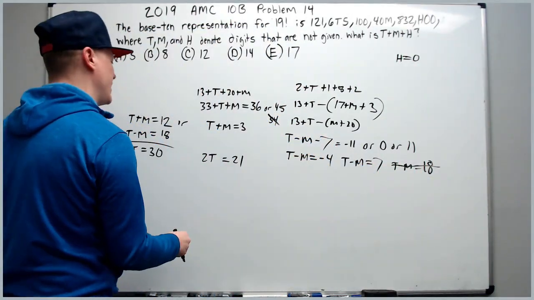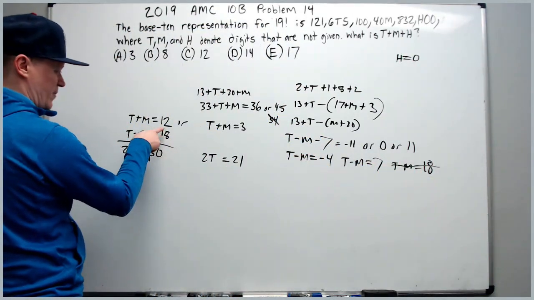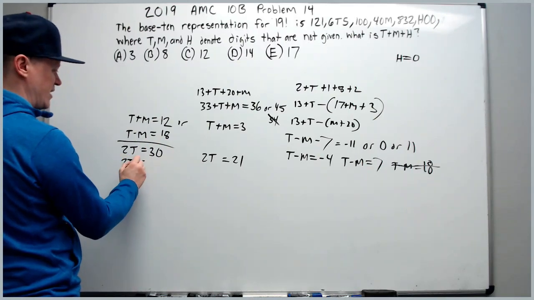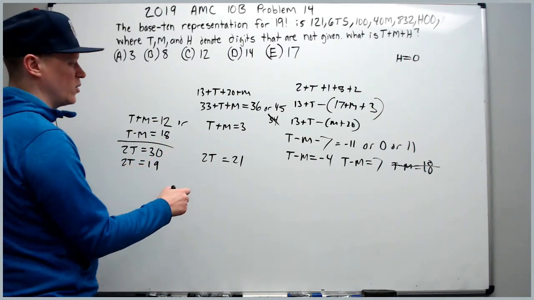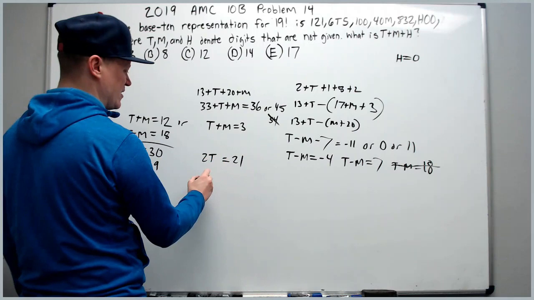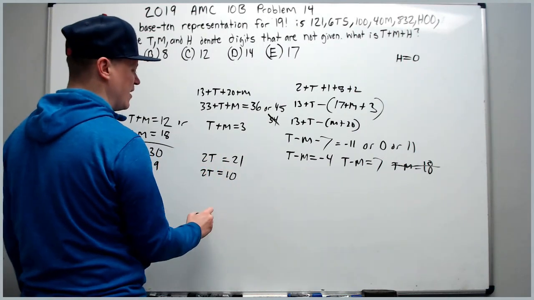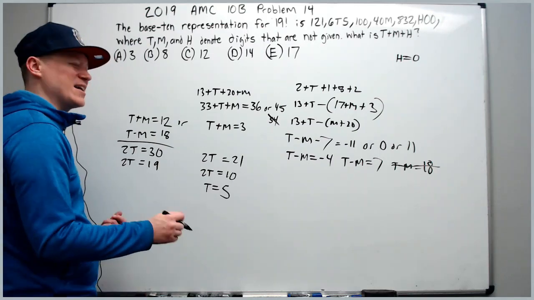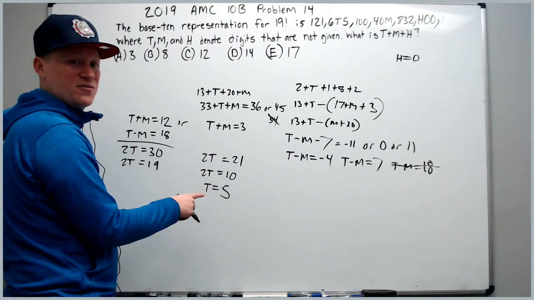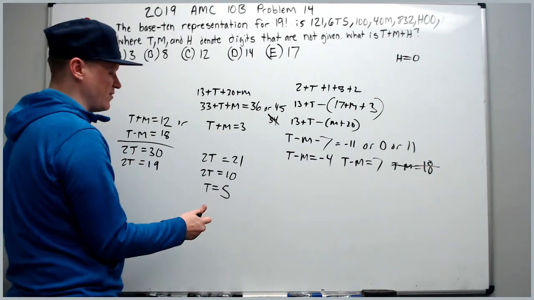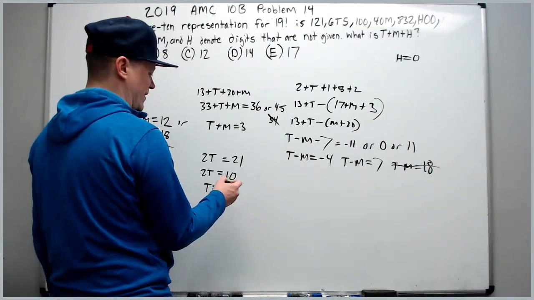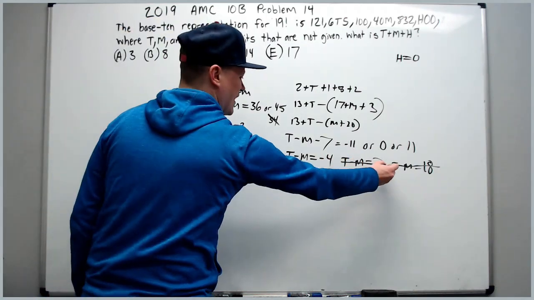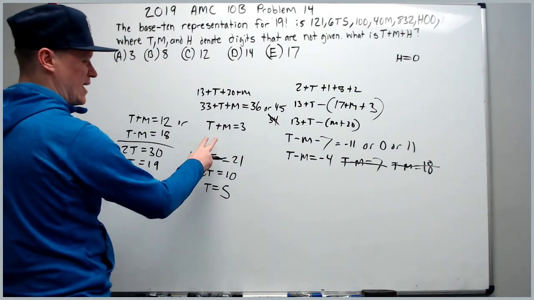Let's go to t minus m equals 7. So if I put a 7 here, it'll say 2t equals 19. Not going to work. Put a 7 here, I'm going to get 2t equals 10, which would give t equals 5. Hey, that could work. Actually, it can't because m is negative 3 in that case, and you can't have negative digits, so that doesn't work out.